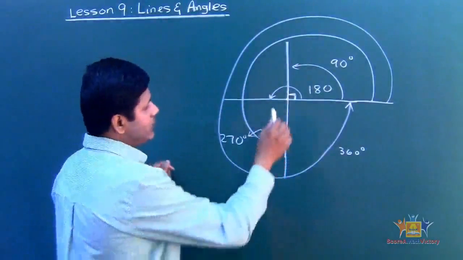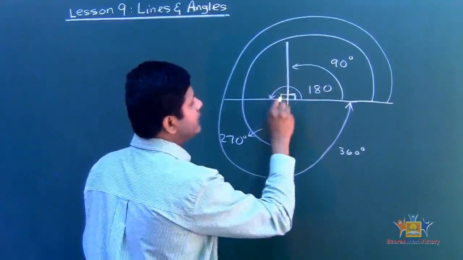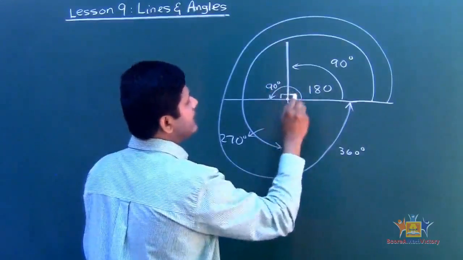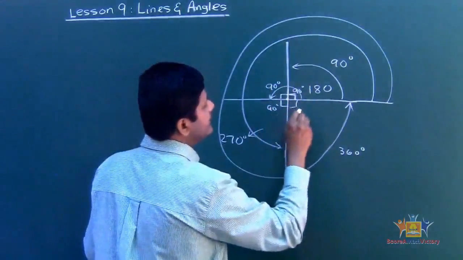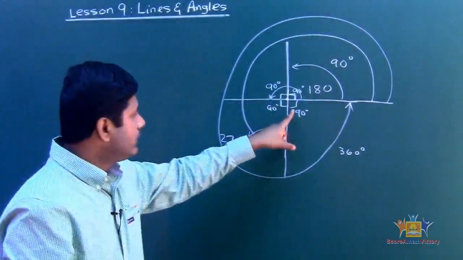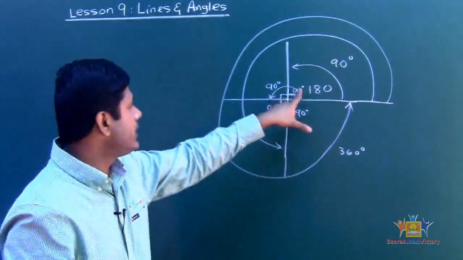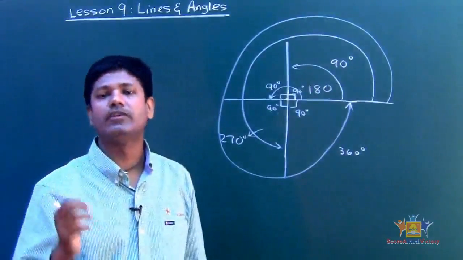Now look at this. We now have 4 sections. Each section is 90 degrees. This is 90, this is 90, this is 90, and this is 90 degrees. Now, that is a right angle, right angle, right angle, right angle. So 4 right angles make 360.